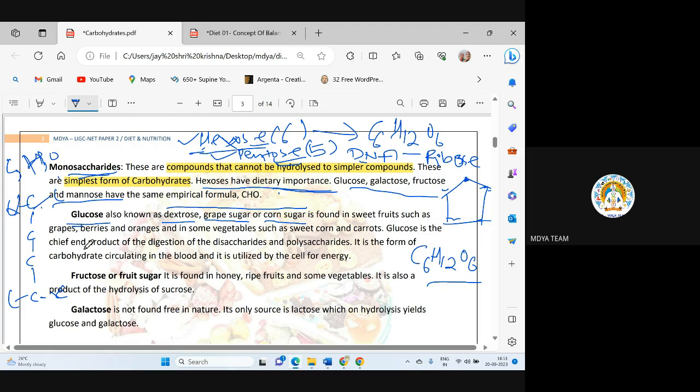Glucose is the chief and end product of digestion of all the disaccharides and polysaccharides. Glucose is also known as our blood sugar. All the events in which carbohydrate is needed in our body only use glucose. I will explain this.